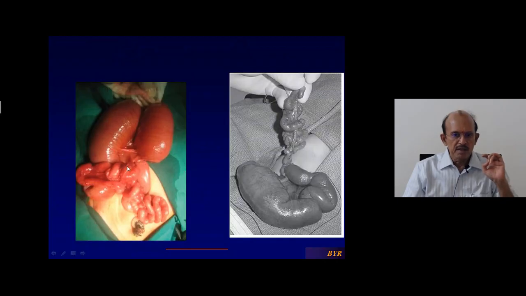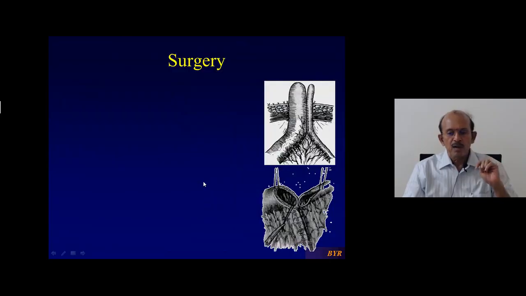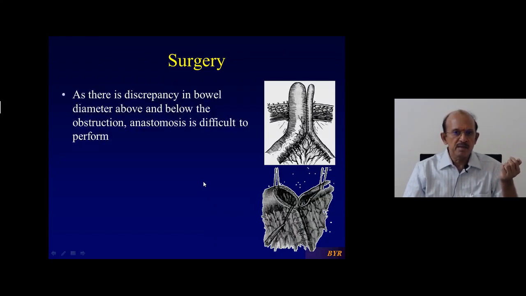When you open, you can see the bubbles are like this. So there is collapse, and the proximal part of the bubbles is grossly distended like this. This is jejunal atresia. Management: whenever atresia is there, you must remove that segment. Otherwise, there is no use in having that atresia segment. And you remove that segment and do the end-to-end anastomosis, that is okay.